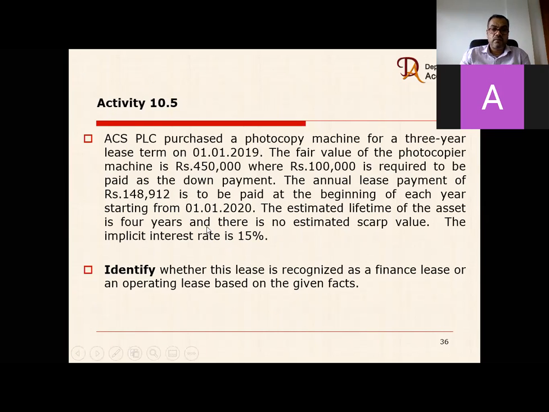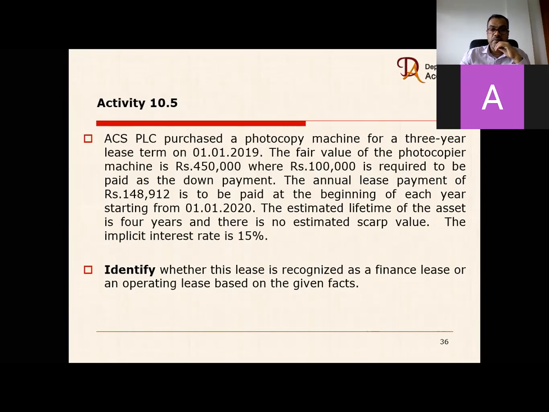3-year lease term, but your useful life is 4 years. Then the question arises about depreciation for the lessee. Since we do not talk about the lessee here, we can simply disregard it. If it were the lessee, the question is there. Your task is whether this lease is recognized as a finance lease or operating lease in the books of the lessor.